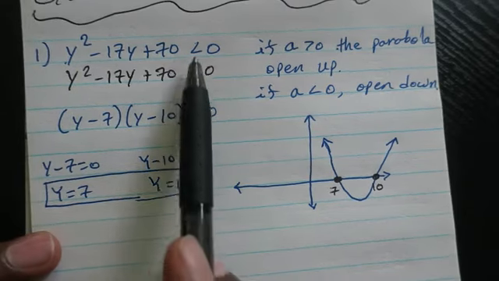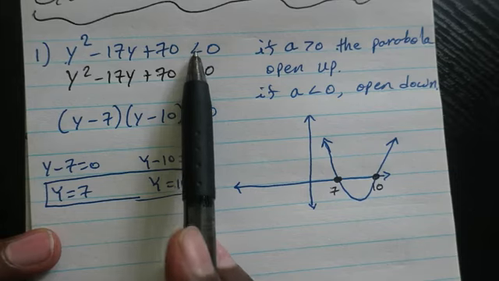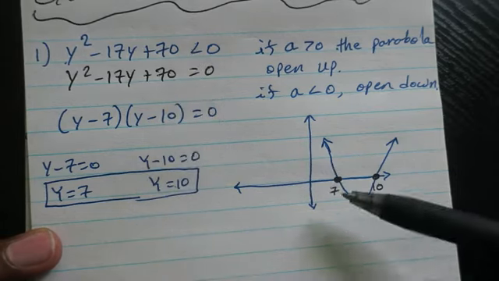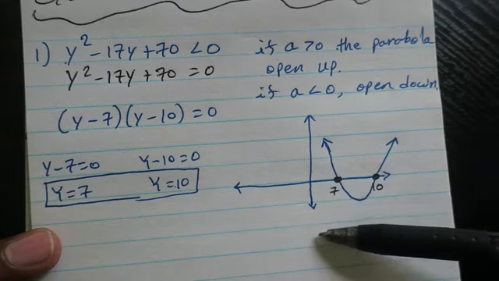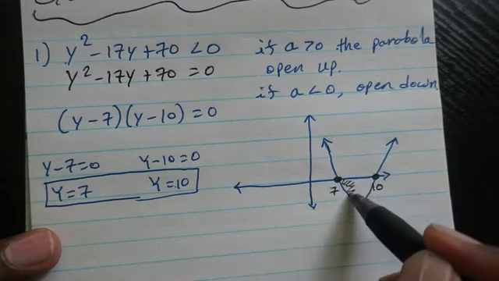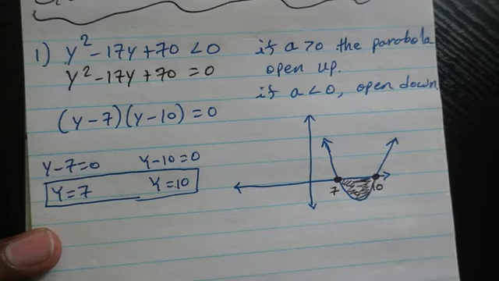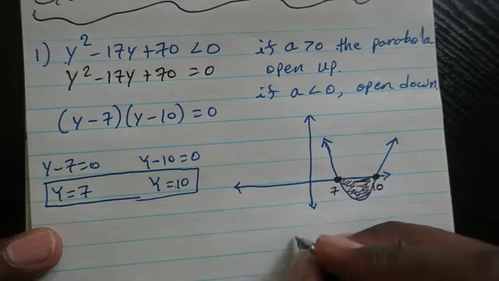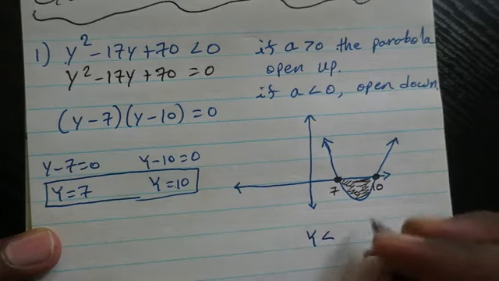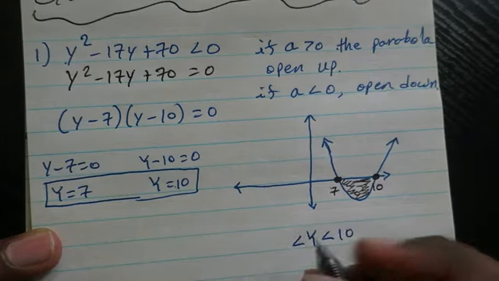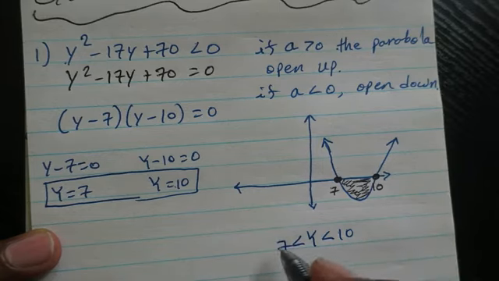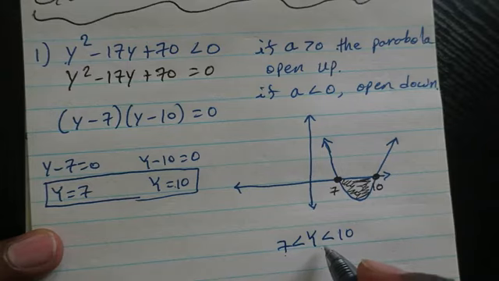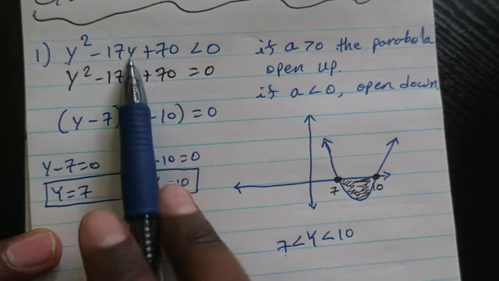Now, my inequality symbol says less than 0. Well, our y values are less than 0 as we go down. So this happens whenever the function is below the x-axis. Now, between what two values is the function below the x-axis? The graph is below the x-axis for y greater than 7 and less than 10. Between the values 7 and 10, that's where the function is less than 0, and I'm using the variable y because the original problem has a variable y.